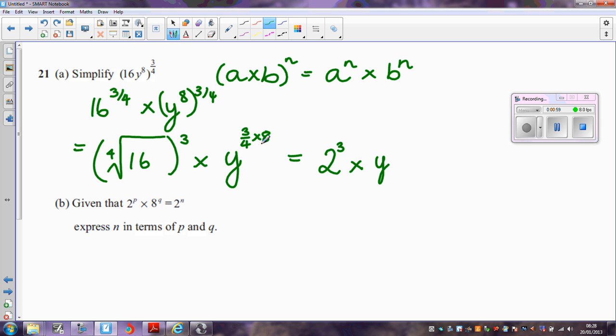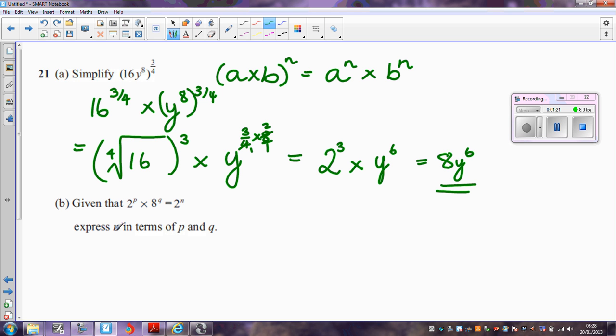you can either think of it as 3/4 times 8 over 1 and then cancel, so 1 and 2, or I could have worked out just 3/4 of 8. Either way, you end up with 6 over 1, which is just 6. We can then just finish it off by realizing that 2 cubed is 8, so we've got 8y to the power 6. Okay, let's have a look at part B.